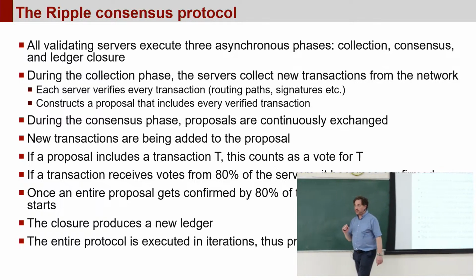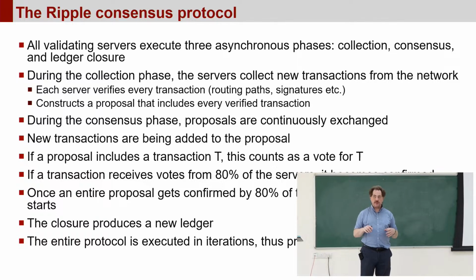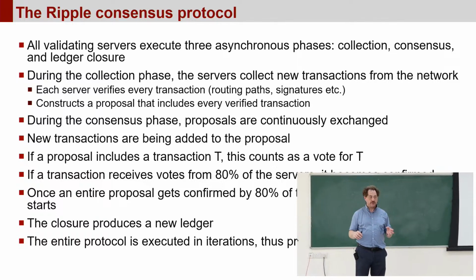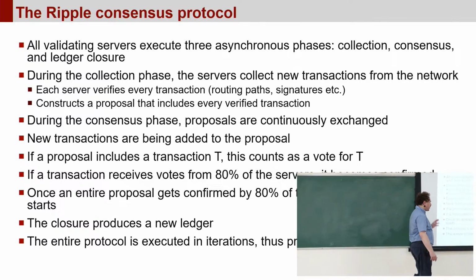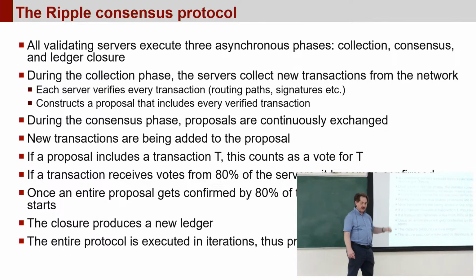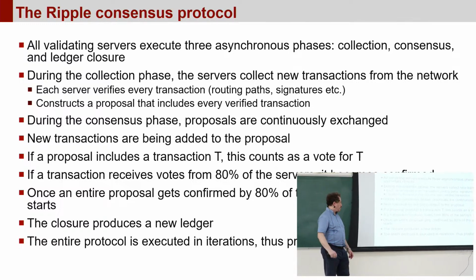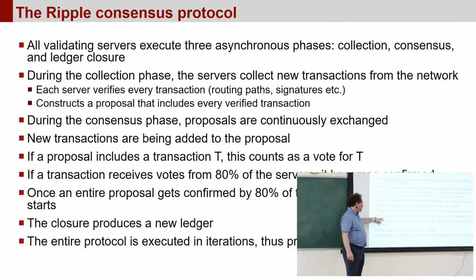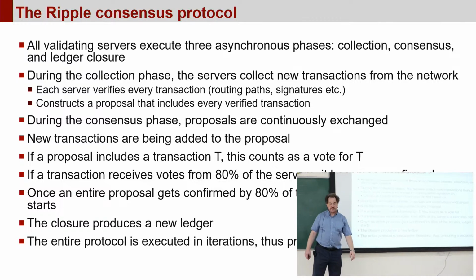And what's interesting is that even though a proposal is for a batch of transactions, the voting on every transaction counts individually, right? So if a proposal includes a transaction, this counts as a vote for that transaction. So the votes for each transaction are counted separately. And when the transaction receives votes from 80% of the servers, it becomes confirmed.